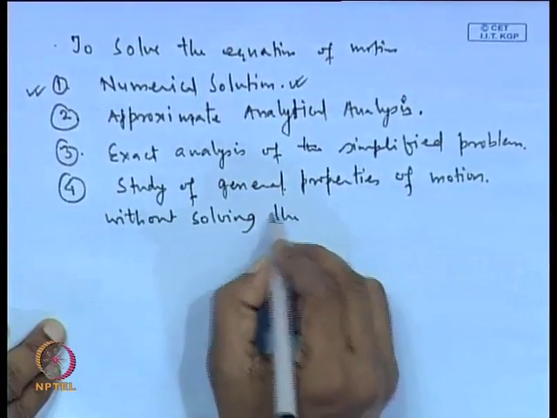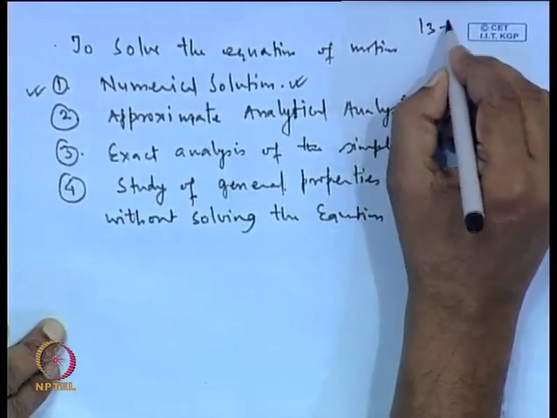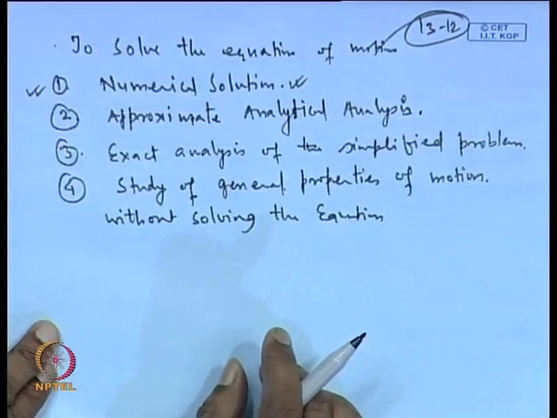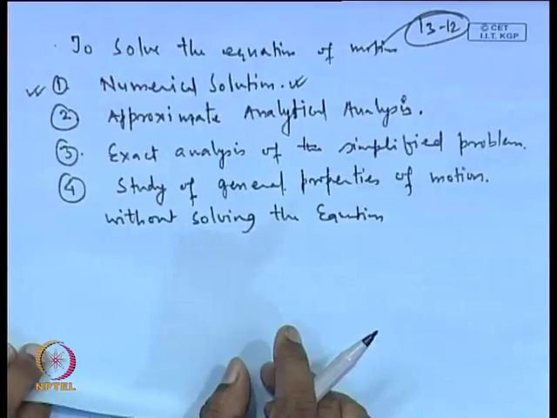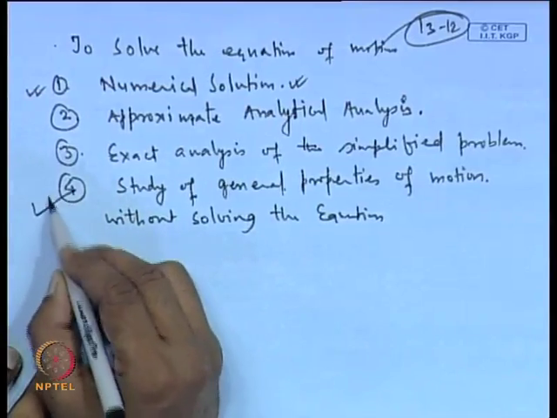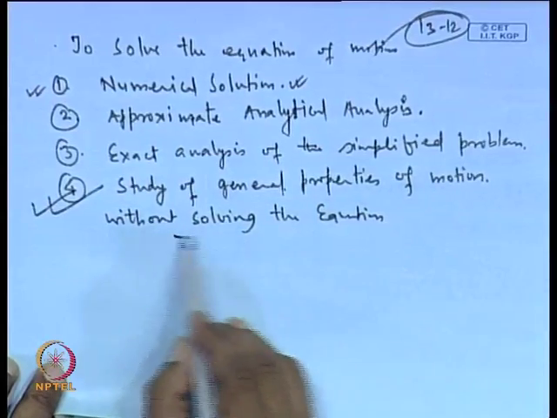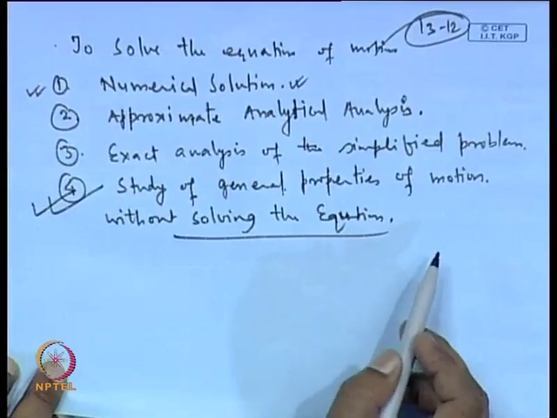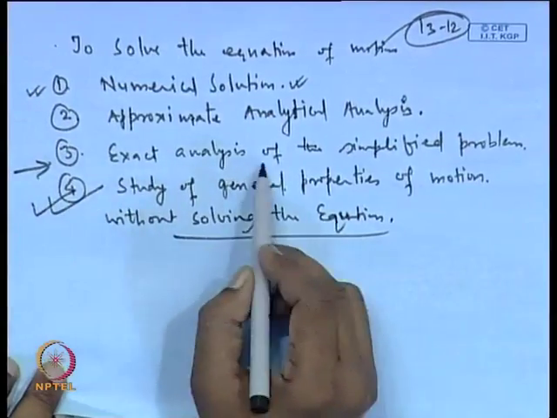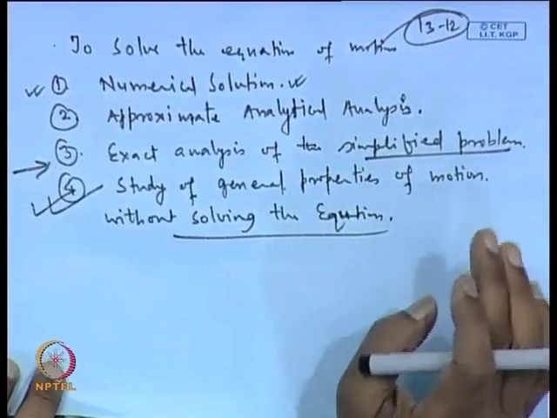Without solving the equation. Okay, so these are the four approaches we can choose. Out of this, we first do the fourth approach: we do the study of general properties of motion without solving the equations. Thereafter we will go into the exact analysis of the simplified problem. So, we will simplify the problem and then try to solve it.